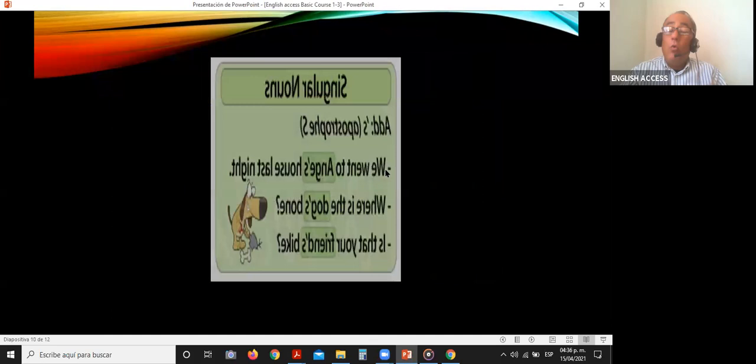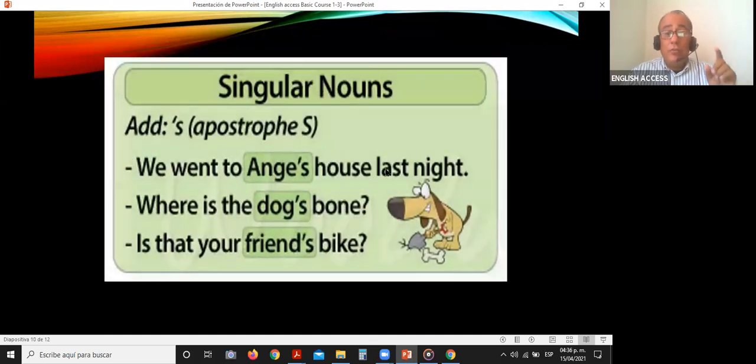Right here, we cover this with singular nouns using apostrophe s. This is the possessive noun because we use names of people or names of items. For example, here, Angie's house, meaning that the house belongs to Angie. The dog's bone, meaning that the bone belongs to the dog. Or my friend's bike, meaning that the bike belongs to my friend. With the apostrophe s, these are singular nouns. That's why we add an apostrophe and the s.